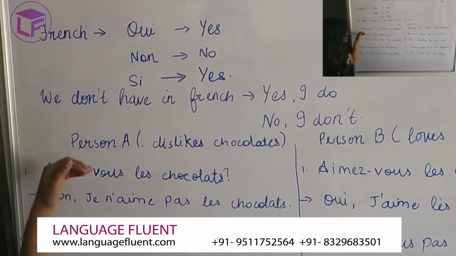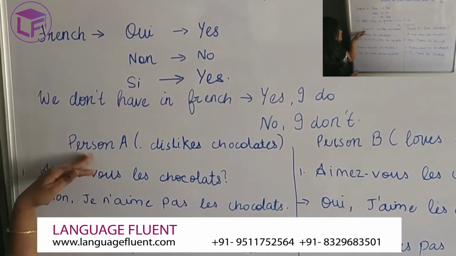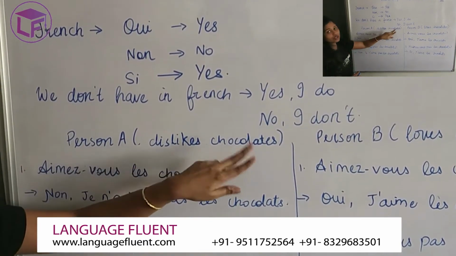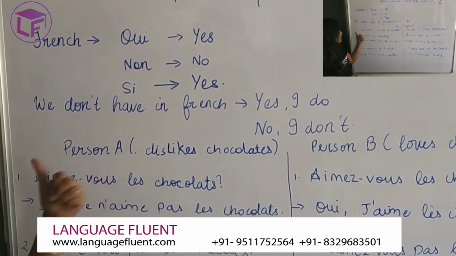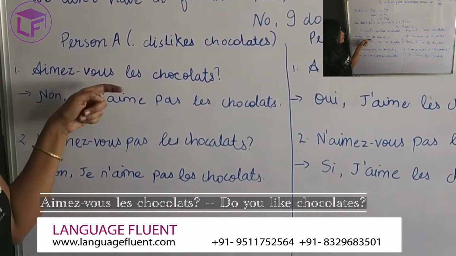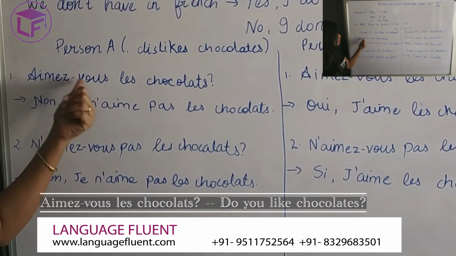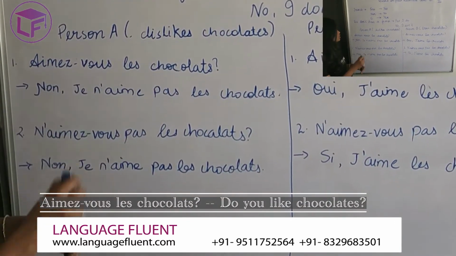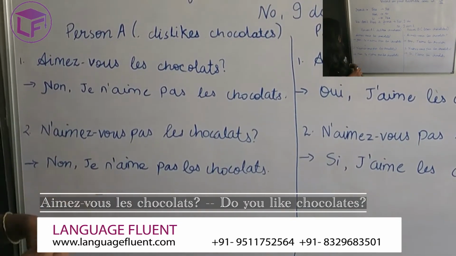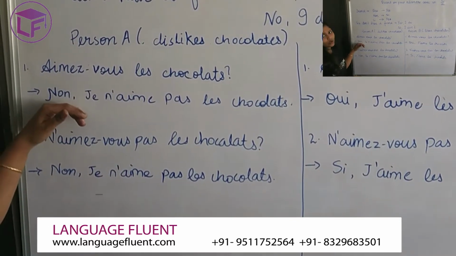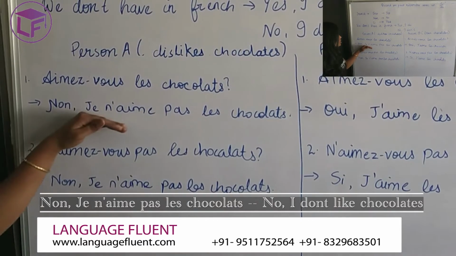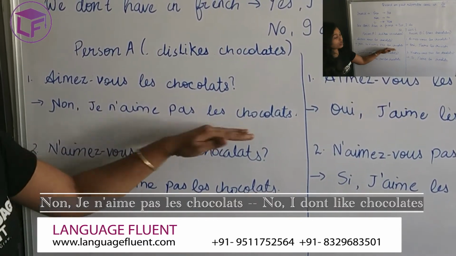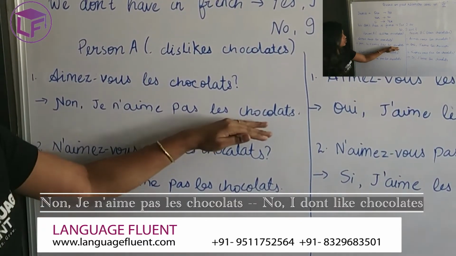Now, let us look at an example to understand this better. There's a person A who dislikes chocolates and somebody asks him, aimez-vous les chocolats? Which means, do you like chocolates? The person will respond, non, as he doesn't like chocolates. Non, je n'aime pas les chocolats.